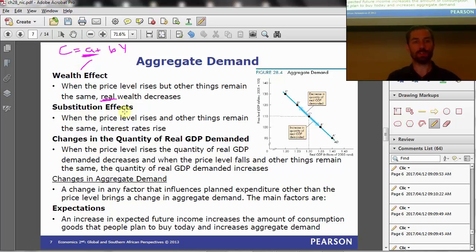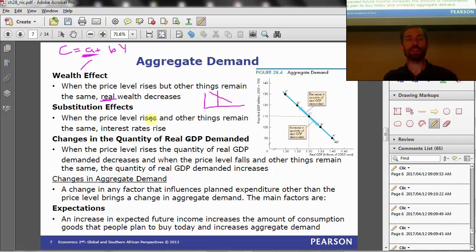Then there's a substitution effect. It's actually quite complicated because there are a number of different types of substitution effects, but essentially when the price level rises, the interest rate rises. Why does the interest rate rise when the price level rises? Well, we've seen from the money market, from a demand side, right?